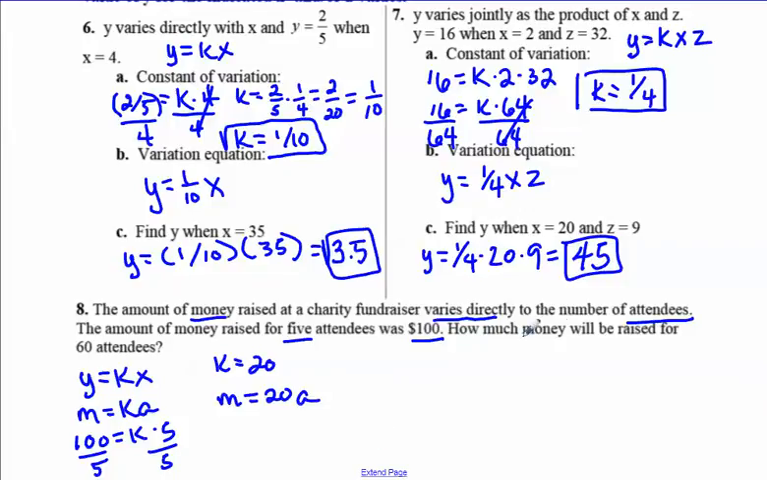So finally I'm asked how much money will be raised for 60 attendees. So you substitute 60 for your A. So money equals 20 times 60, which would be $1,200. That's the end of page 1.